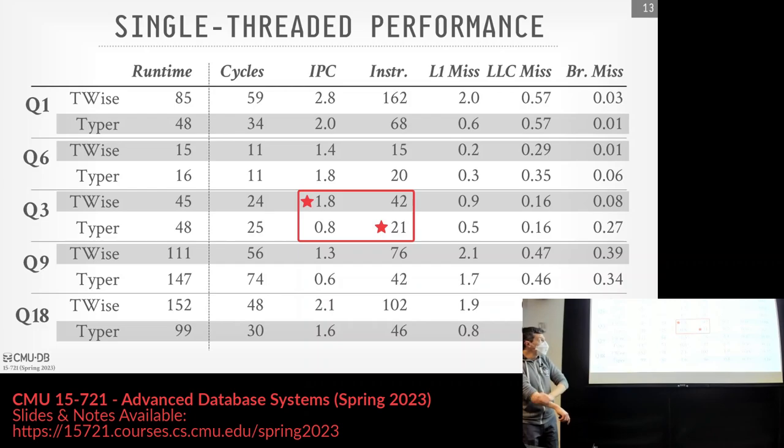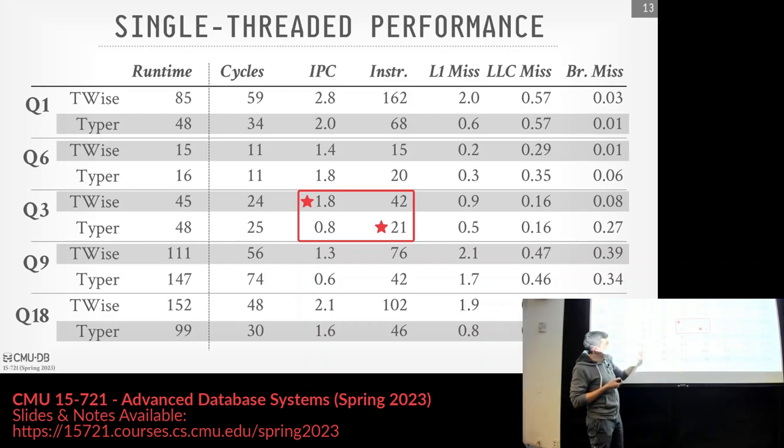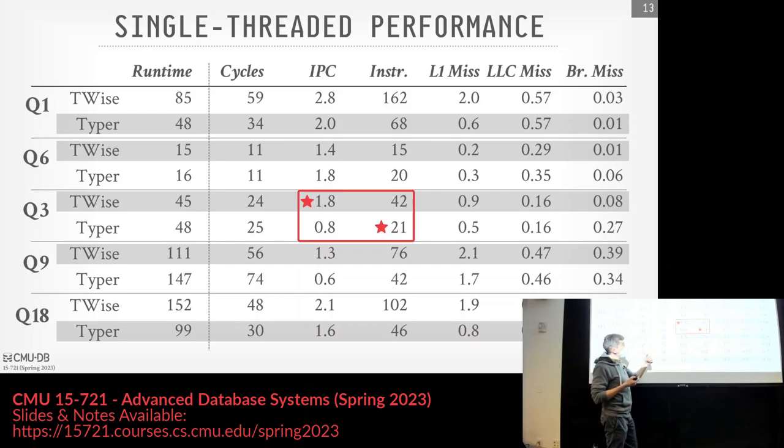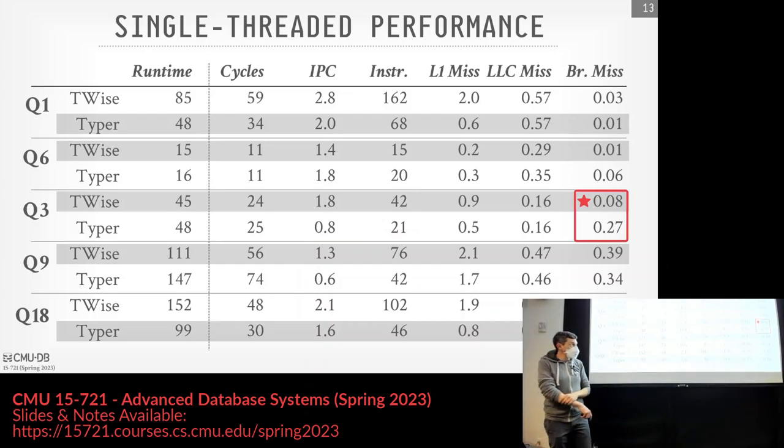But in this case, for Q3 with the join, Hyper is executing fewer instructions. We're still seeing the benefit of the better instructions per cycle count in VectorWise, and VectorWise is actually still doing better here. It's close, but it's still better. So now we can't just look at the total instruction count per tuple or the instructions per cycle. We have to look at other performance counters and understand what's actually going on. In this case, it's the branch misses that are killing Hyper and making VectorWise run faster.